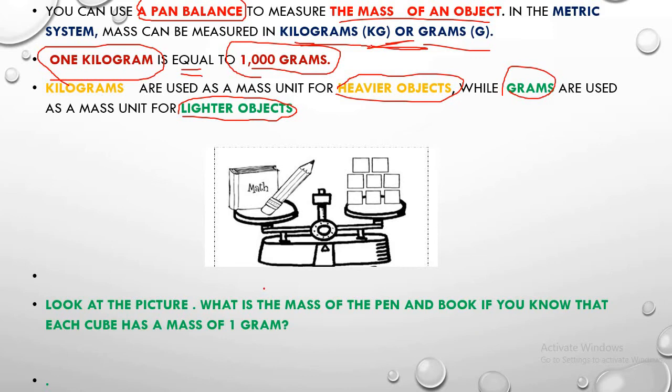Look at this picture. What is the mass of the pen and book if you know that each cube has a mass of 1 gram? Can you tell me? Excellent. 1, 2, 3, 4, 5, 6, 7, 8. Excellent, 8 grams. So the mass of the book and pen is 8 grams.